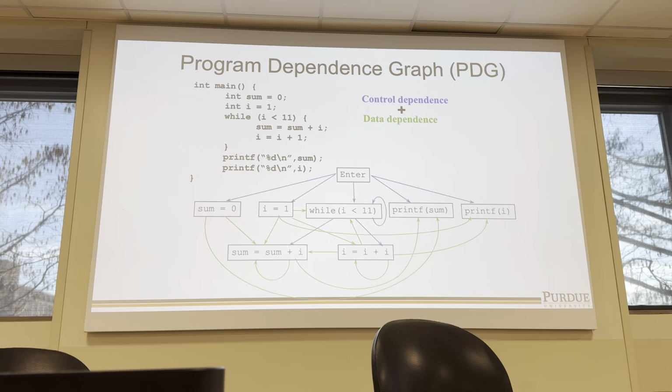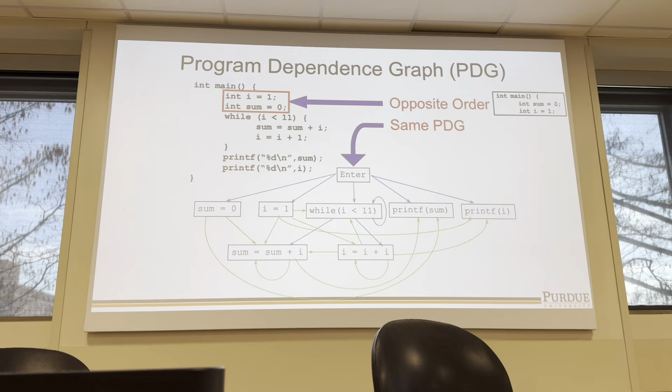So once again, the PDG is basically the merging of these two things together. To differentiate control dependence edges from data dependence edges, we use two different colors. Then we're pretty much ready to do slicing for any given slicing criterion.